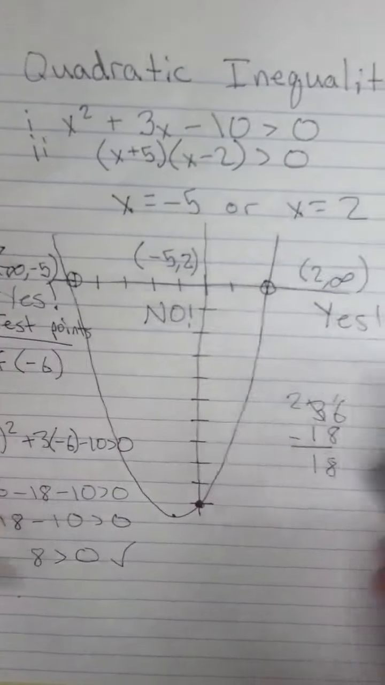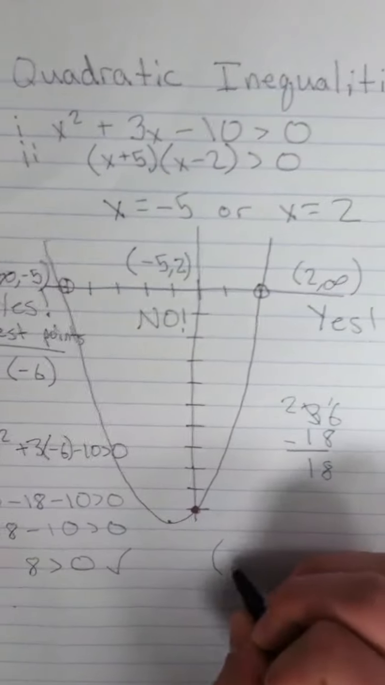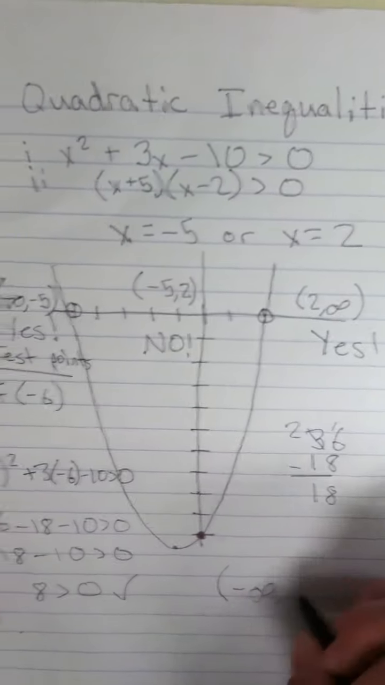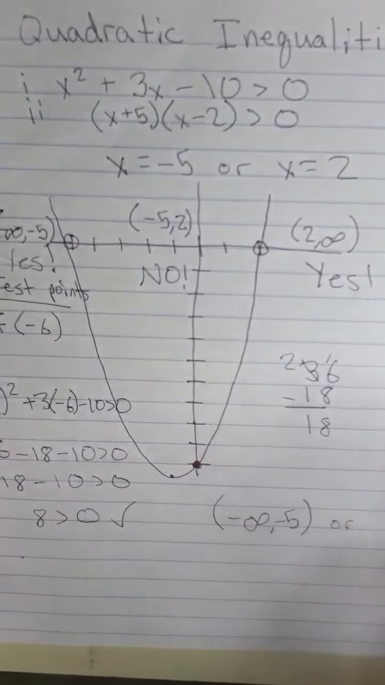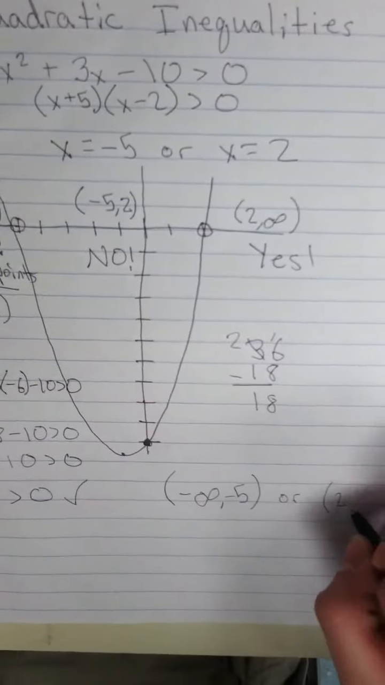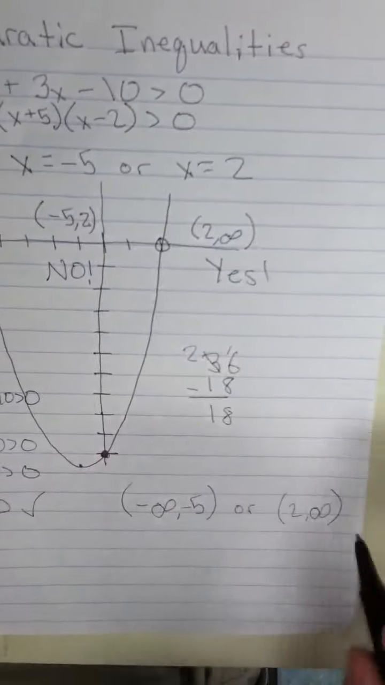We're going to write our answer. So down here we're going to have negative infinity and then negative 5 or 2, infinity. Okay, here's our answer.